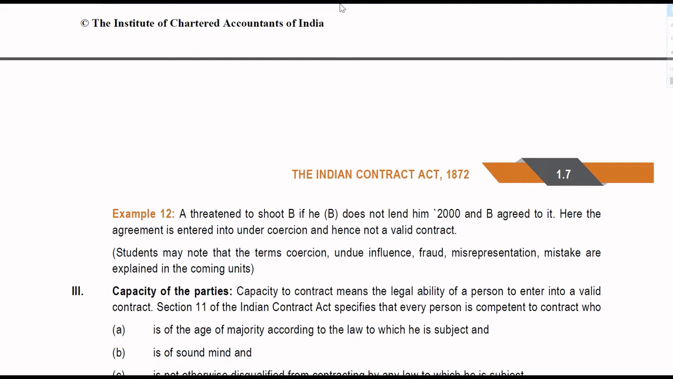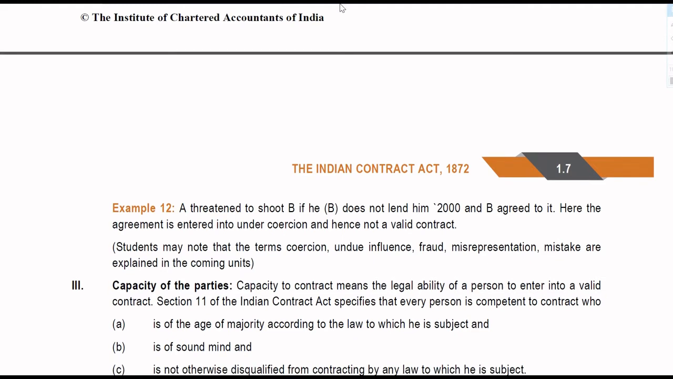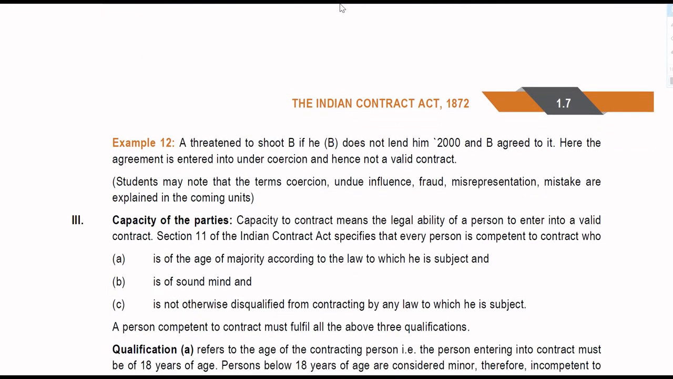Point number three, capacity of parties. Capacity to contract means the legal ability of a person to enter into a valid contract. Section 11 of the Indian Contract Act specifies that every person is competent to contract who is of the age of majority according to the law to which he is subject, and is of sound mind, and is not otherwise disqualified from contracting by any law to which he is subject. A person competent to contract must fulfill all the above three qualifications.